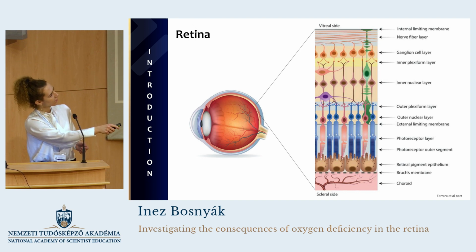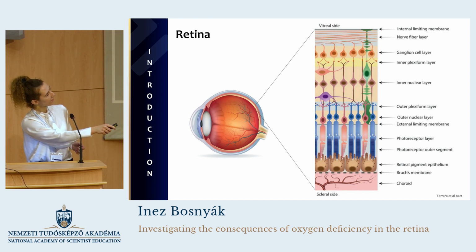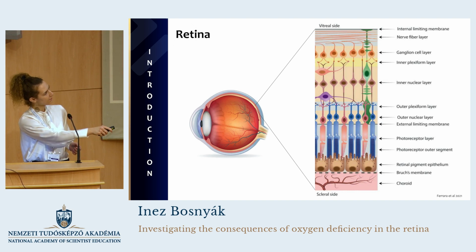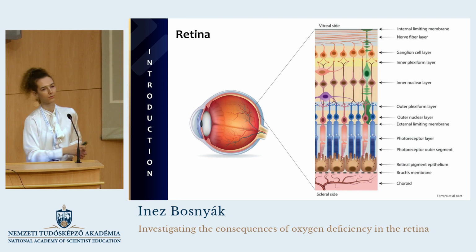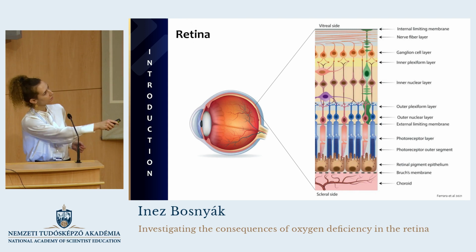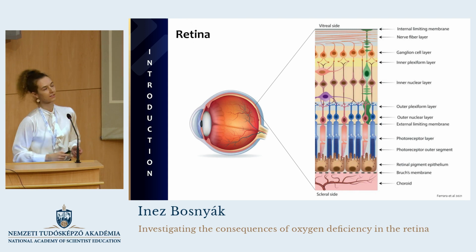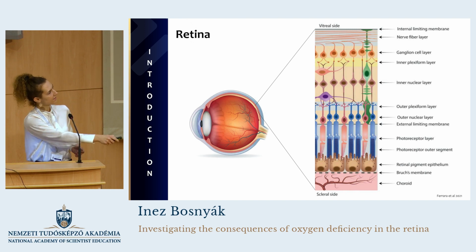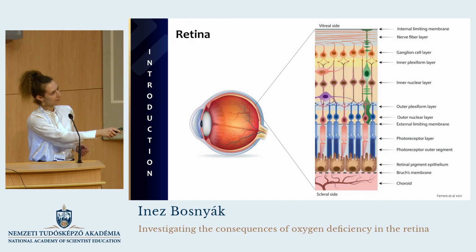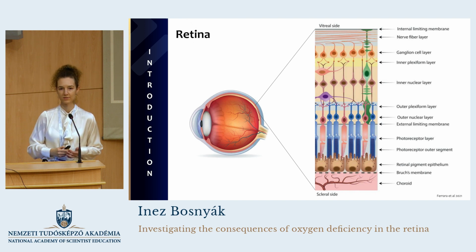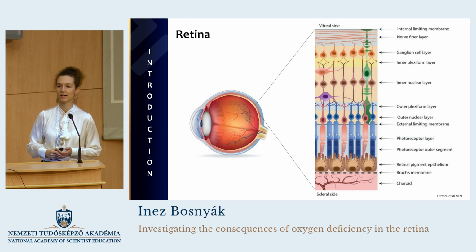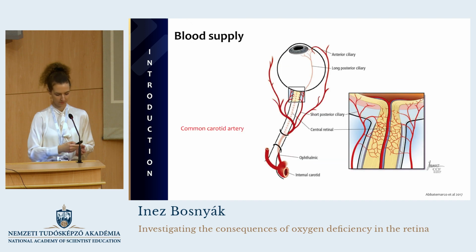Then the cell bodies of bipolar cells are found in the inner nuclear layer, while the cell bodies of photoreceptor cells are in the outer nuclear layer. And between the nuclear layers, we can find plexiform layers where the synapses are found. Besides this, I would like to highlight the photoreceptor layer where the rods and cones are found, and the pigment epithelium has also a very important role in the light transmission.